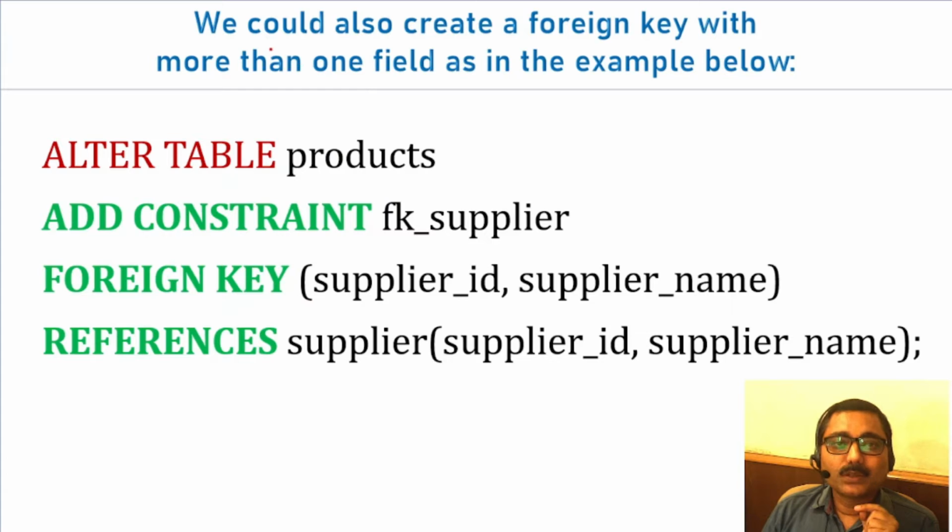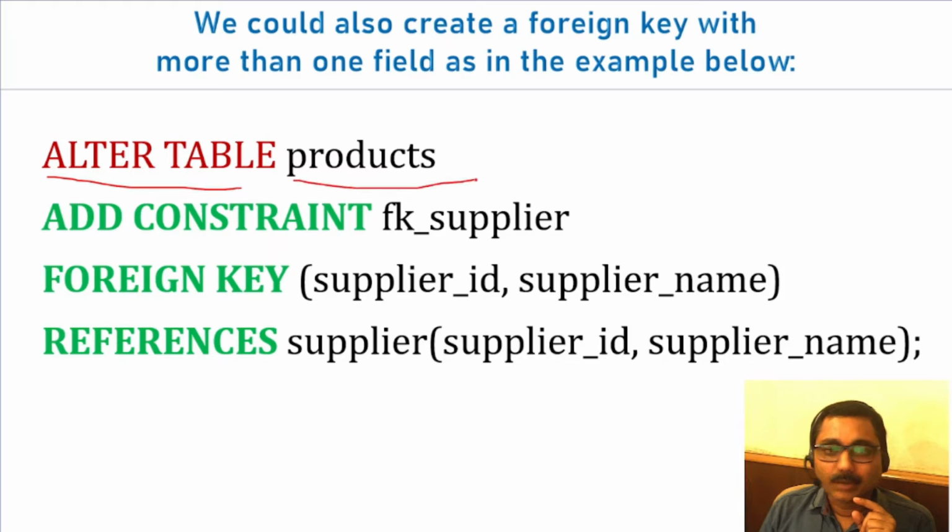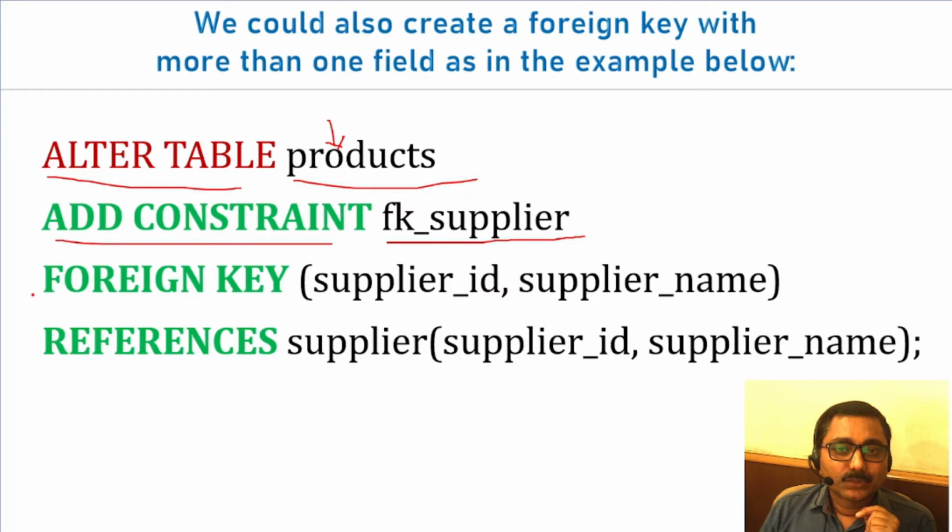After that we'll also create a foreign key with two columns, right? Alter table products. This is the name of the detail table. Add constraint. Its name is FK suppliers, meaning foreign key on supplier. So let's see.